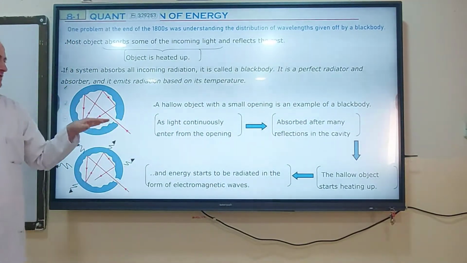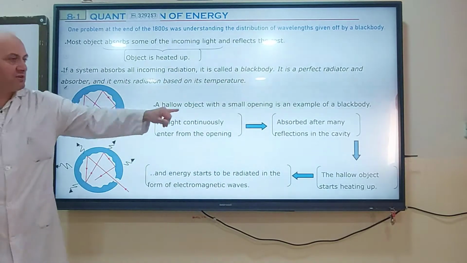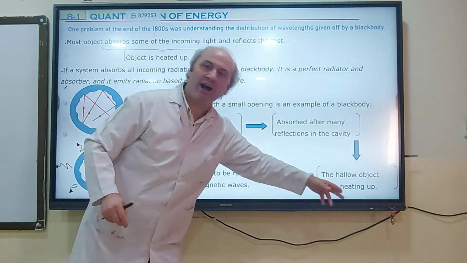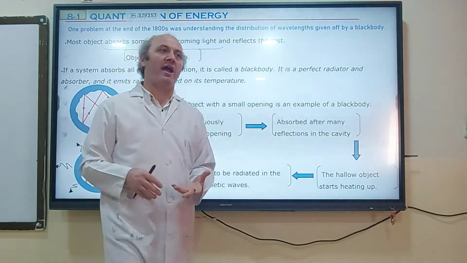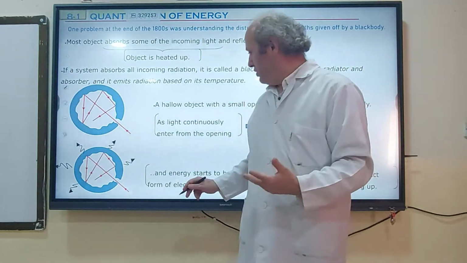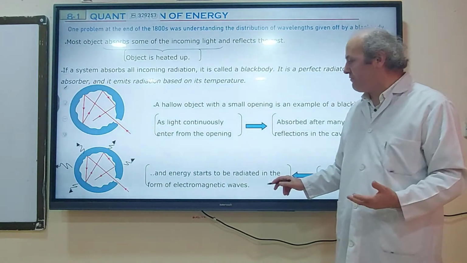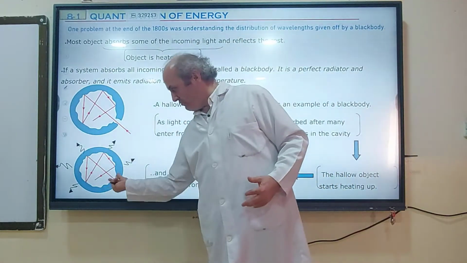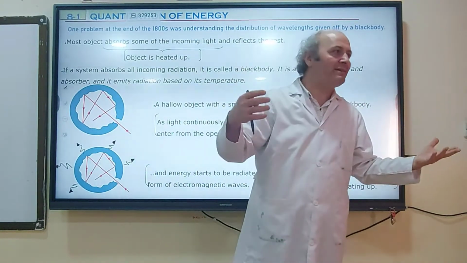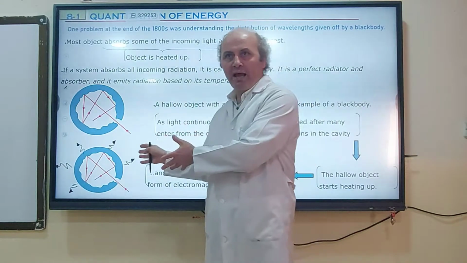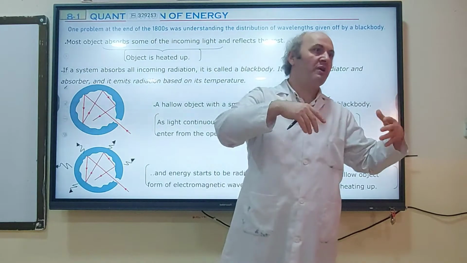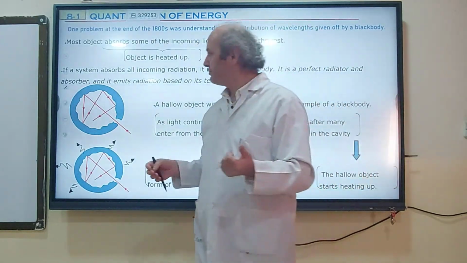As light continues to enter from the opening and is reflected many times in this cavity, we know that the hollow object starts heating up. Of course, every heated object starts to radiate energy. So energy starts to be radiated in the form of electromagnetic waves, see that? From the inner surface the light is hitting this object, but from the outer surface it's starting to radiate this energy. This is what a Blackbody is. It's a perfect absorber from the inner surface, and it's a perfect radiator from the outer surface.